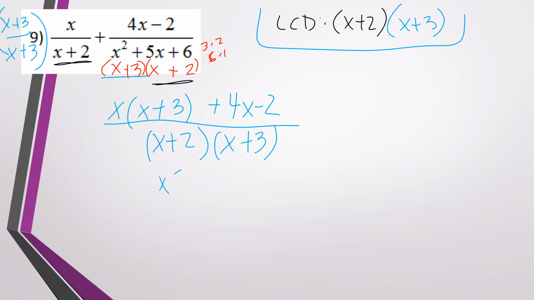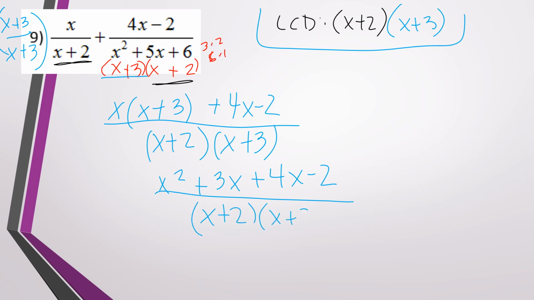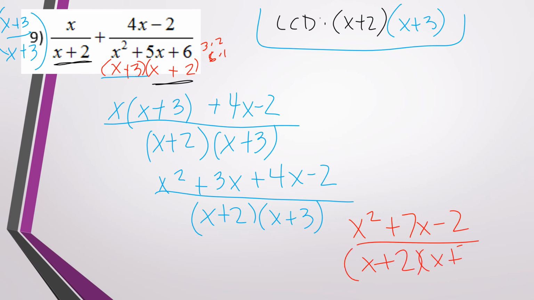x times x is x squared, x times 3x is 3x, and then rewrite the rest of your pieces. And then combine like terms for your last step. So you'd have x squared plus 7x minus 2 over x plus 2 times x plus 3. And there's no way that you can factor that top part trinomial, so just leave it that way.